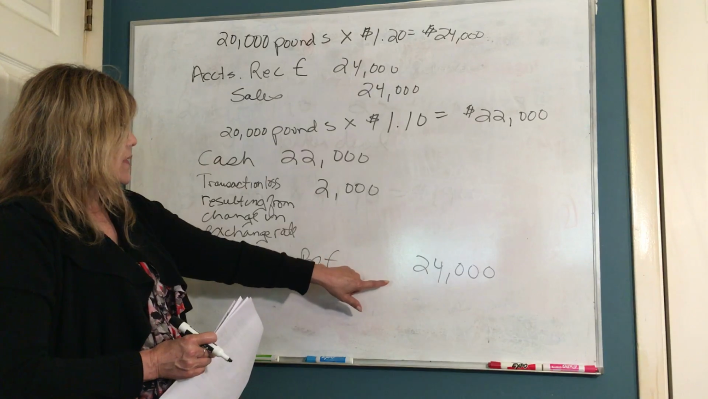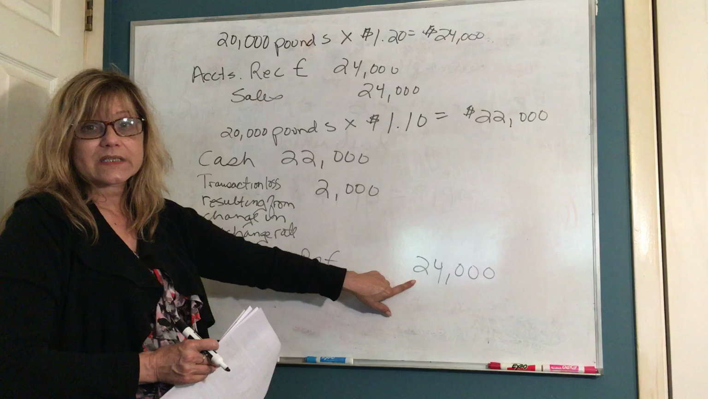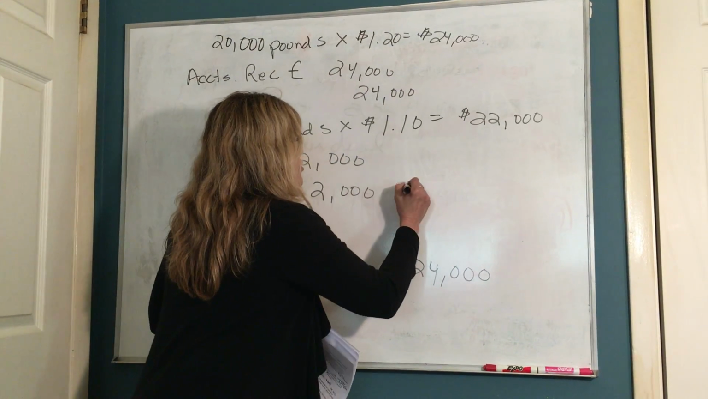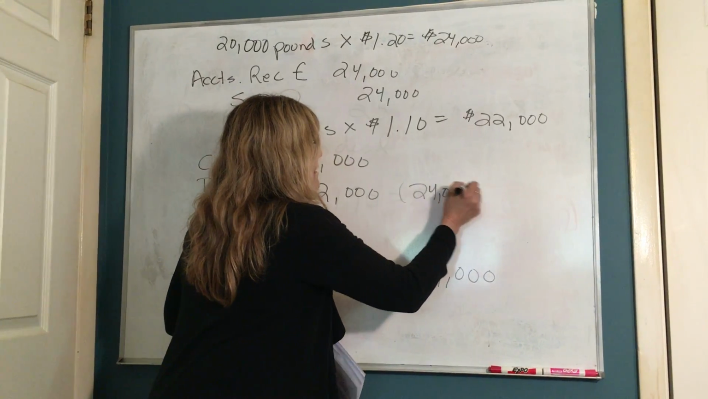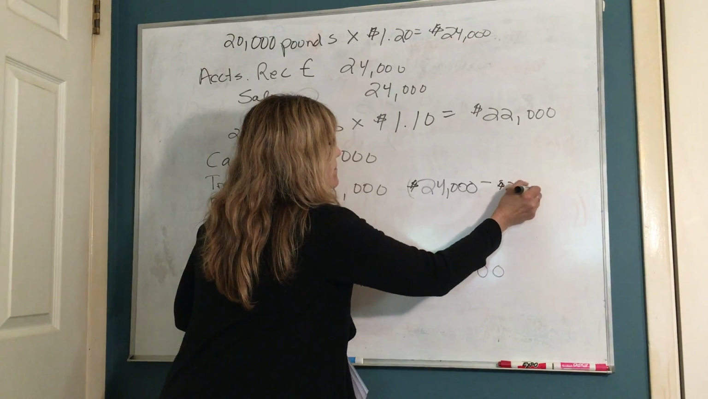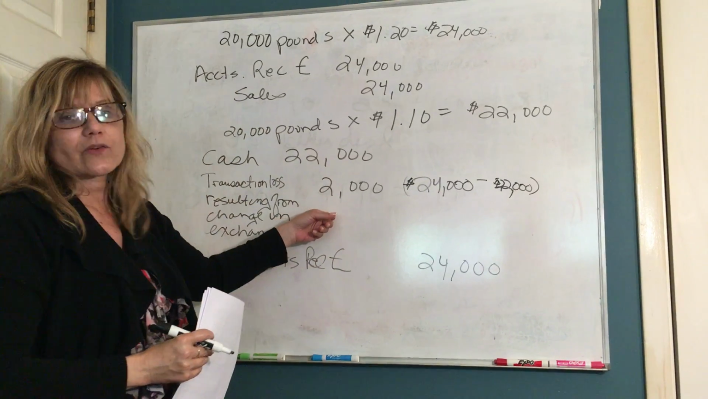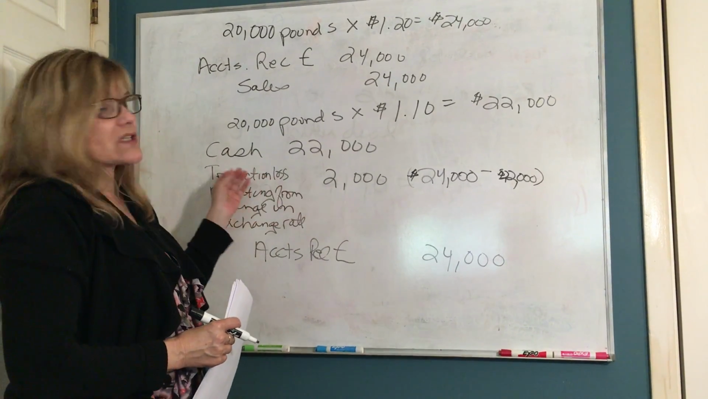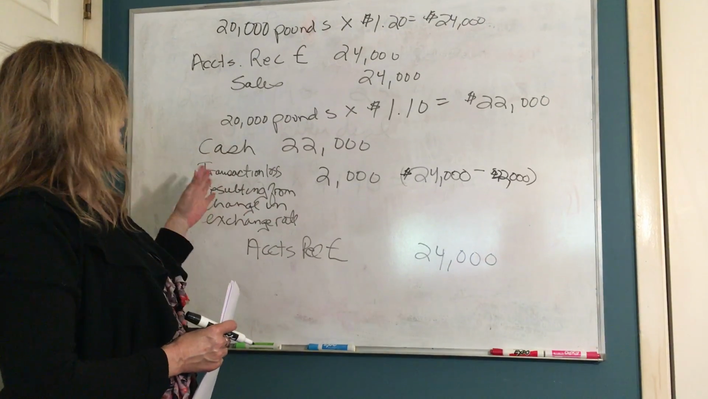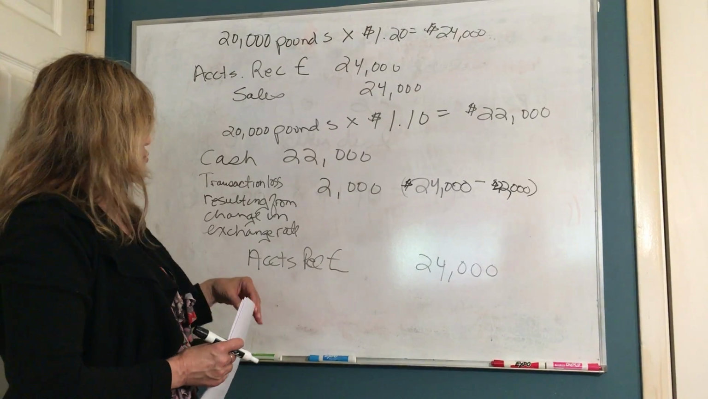The difference between what we're receiving and what we recorded our accounts receivable as initially, the difference between the two, 24,000 minus 22,000, is our 2,000 loss. On the assignment, you can just call it transaction loss, but technically it's called transaction loss resulting from change in exchange rate.